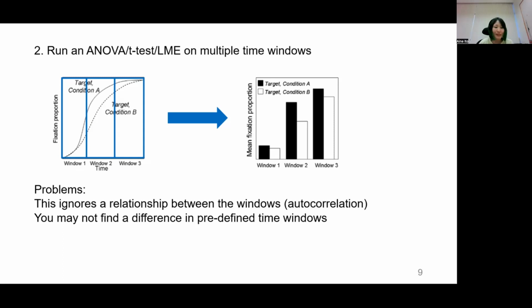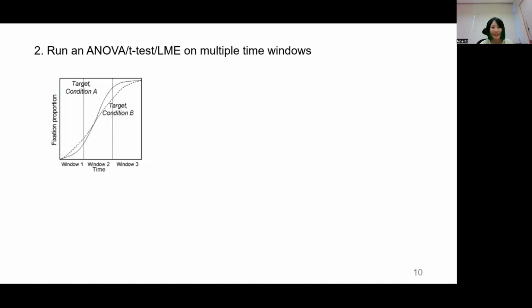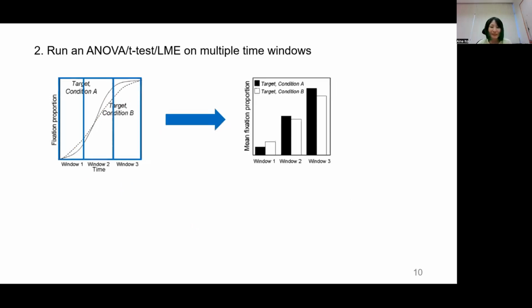Another problem is that, let's say you decide to look at these three windows, but the data may not be that clean. You may not find a difference in the predefined time windows. For example, if you had data like this, where there's a difference here and not much here, and then here again, but in a different direction, and then you look at the data in the predefined time windows, the same windows that we looked at before, then we might end up with something like this.